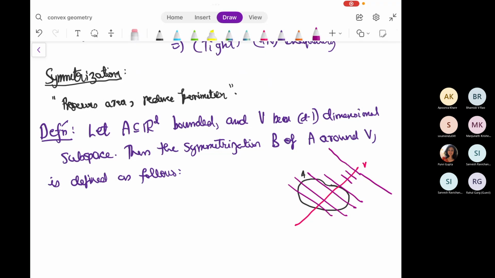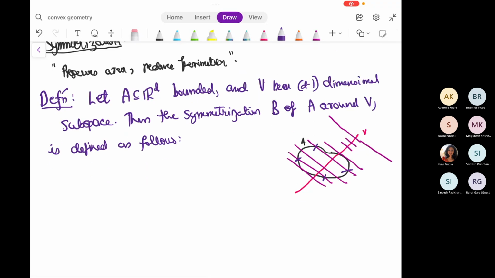and you look at how they intersect with A. For example, a particular line like this intersects A between this segment and this segment. Similarly, if you take a line like this one, it intersects between this segment and this segment. And those segments, you adjust them so that they are symmetric around V. So these segments that you see here will be moved and made symmetric to V.